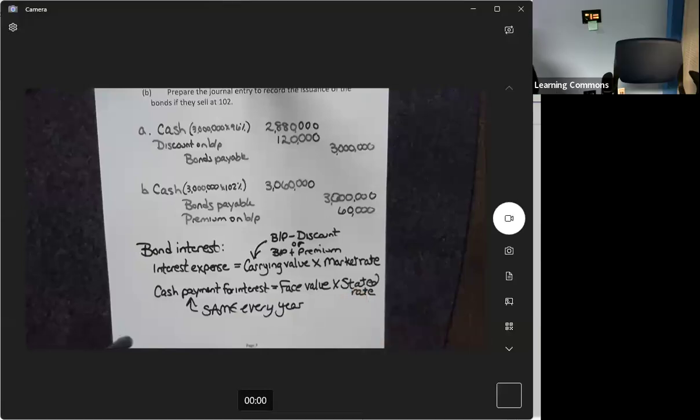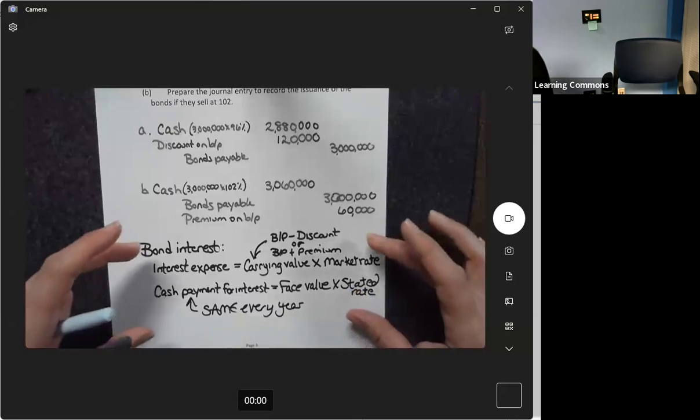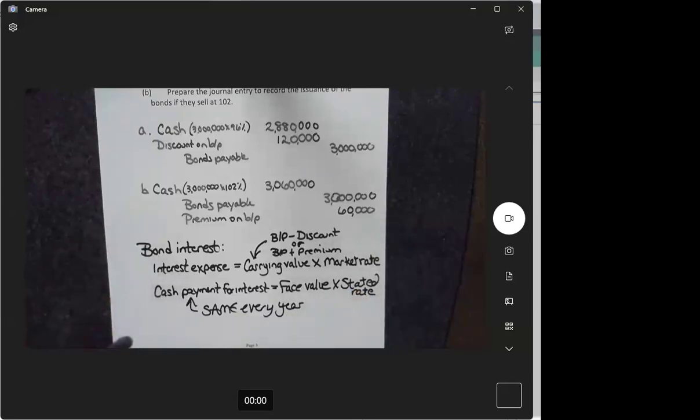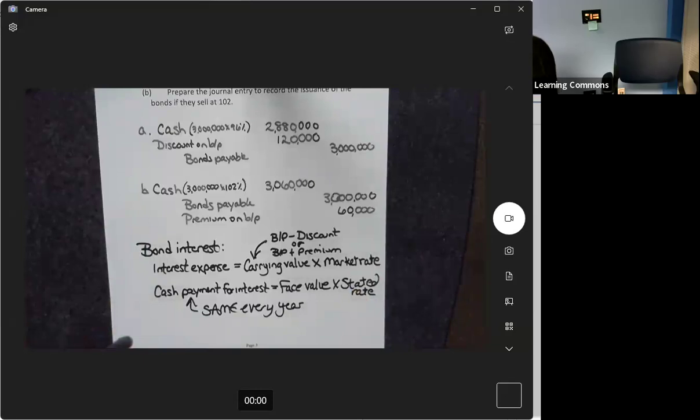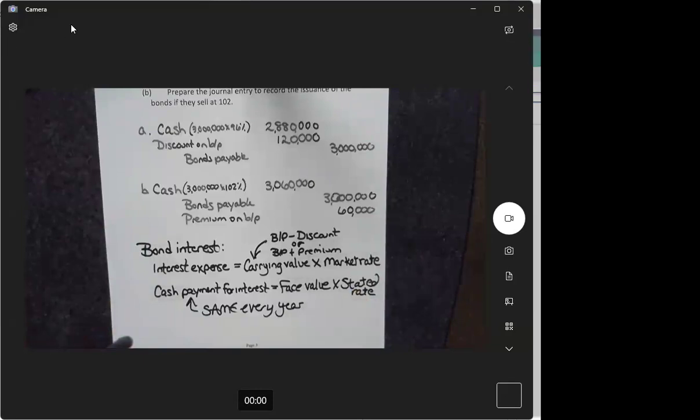So again, thinking about types of things you want to make sure you know how to calculate. You want to know the difference between the interest expense and the cash payment for the interest as well.